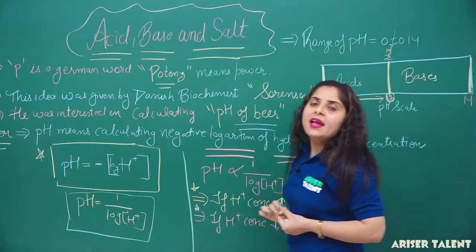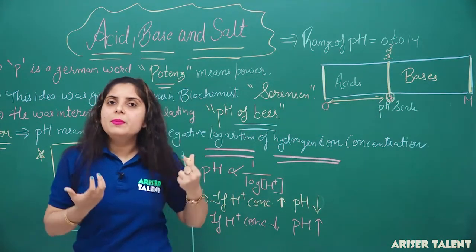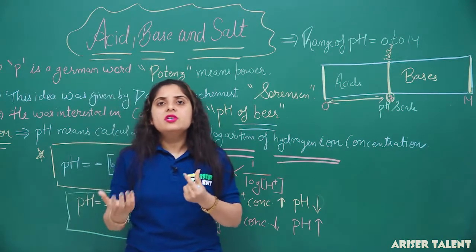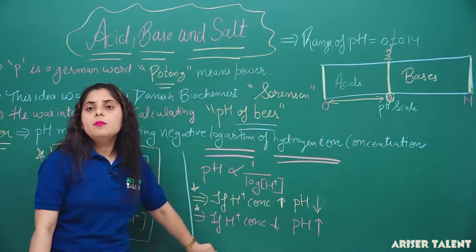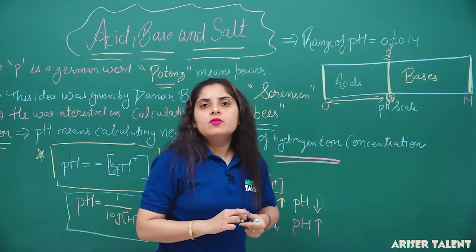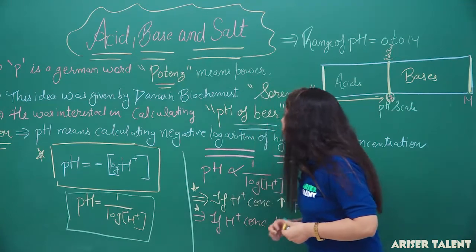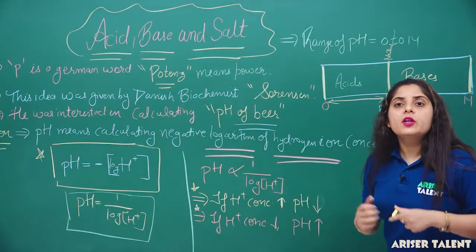So if the hydrogen concentration in a solution is greater, pH will be less, and if the hydrogen concentration is small, pH will be greater. This is elaborated from this formula. Now we will take a simple example for the calculation of the pH of a solution. But before that, I will write the major points you have to remember here, so you can copy them.